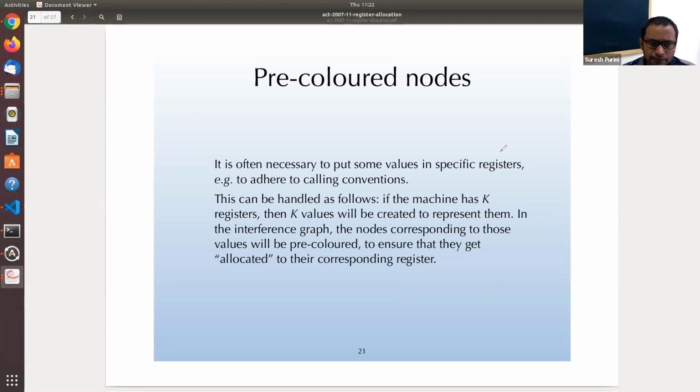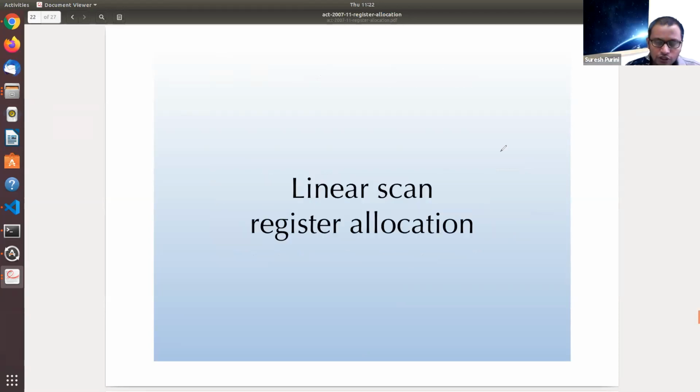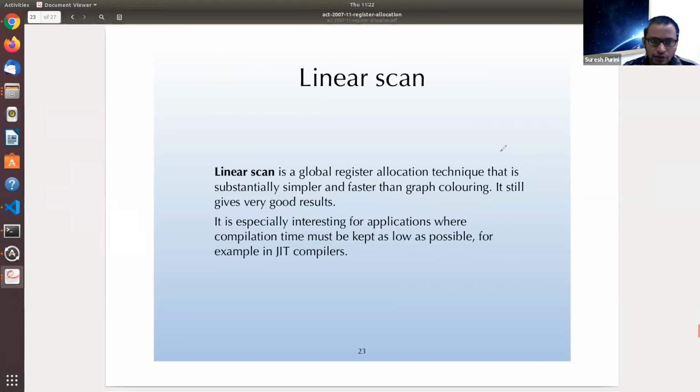constraints. So now let's move on to the linear scan register allocation algorithm. As I said, it's an extension to the bottom-up register allocation algorithm that we have seen already before.